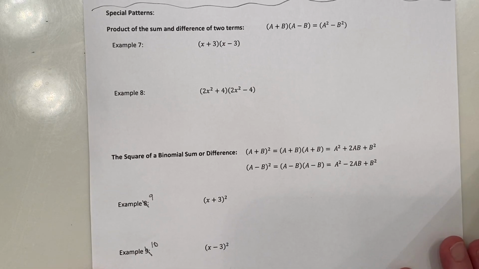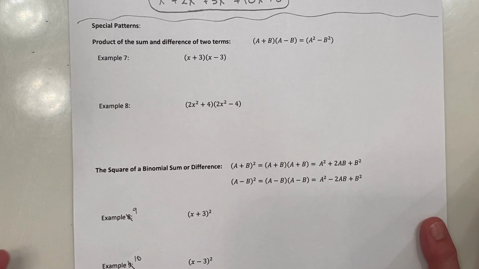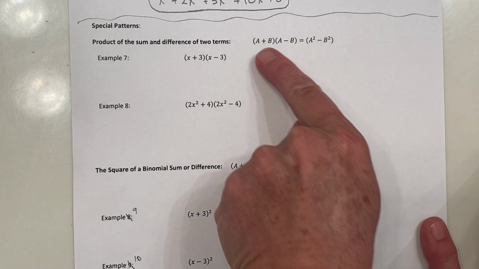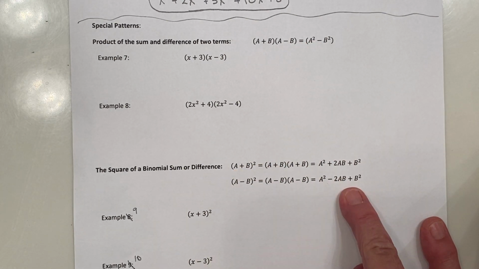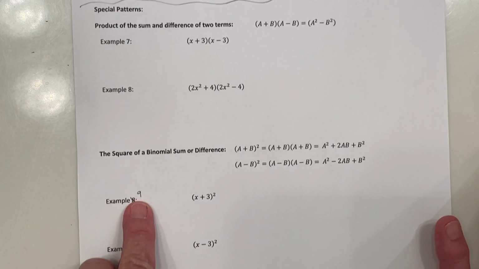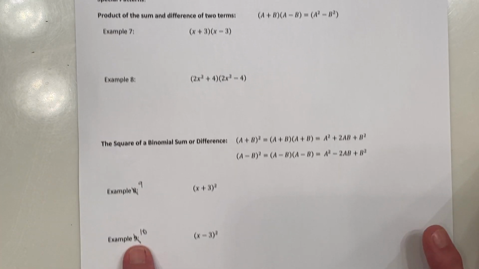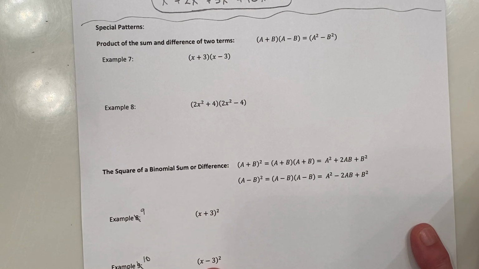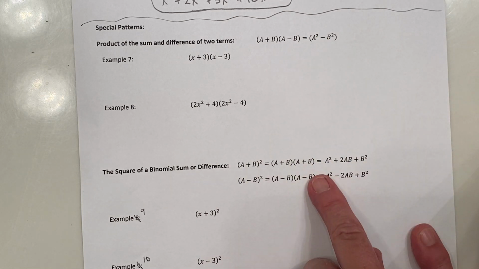All right, we're going to continue looking at special patterns. So I just want to let you know we do not have to memorize these formulas. There's another way to find the answer, for example, 7, 8, and pardon my mistake here, 9 and 10. For these 4 remaining problems, we can do what we've been doing. We can just distribute or FOIL if you want to. You don't have to waste the brain space to memorize these patterns if you don't want to.